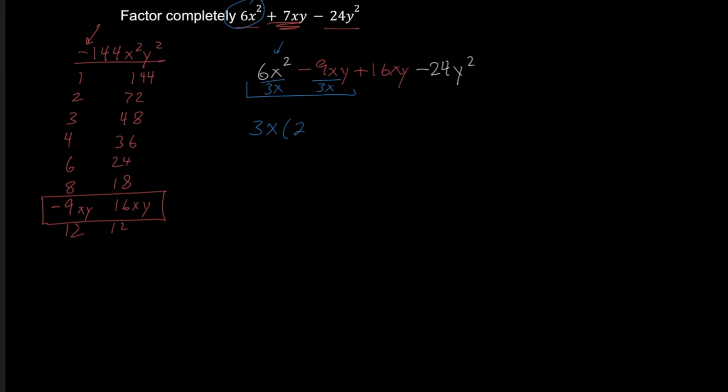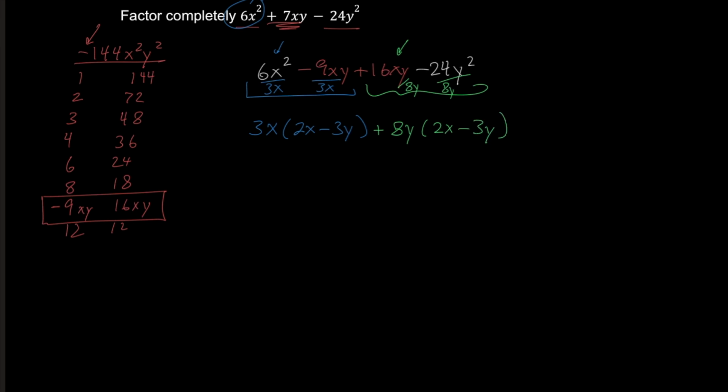That's going to give me 2x minus 3y. In the second grouping, what goes into both 16 and 24? I believe it is 8. Because the higher power of x here is a positive 16, we're going to be pulling out a positive 8. And we also have a y in both, so we're going to pull out positive 8y. So we'll divide both terms by 8y, which is going to give us 2x minus 3y.